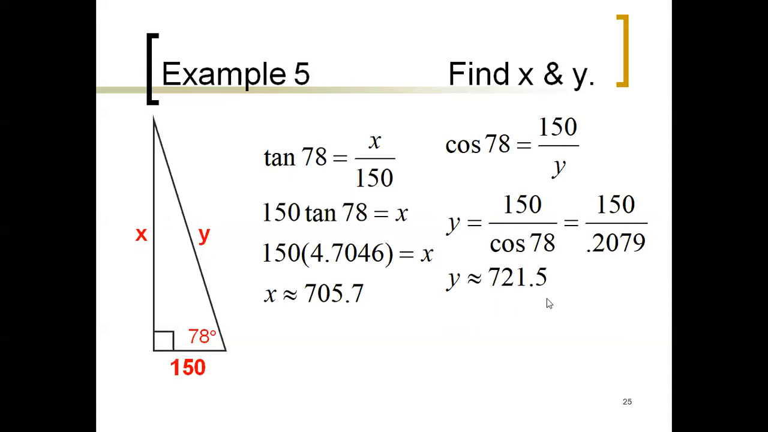Take note that in a right triangle, the hypotenuse side is the longest side. So the value of y must be the biggest in those lengths of side. 721, 705, 150. So therefore, this one is verified already. Take note, right triangle.